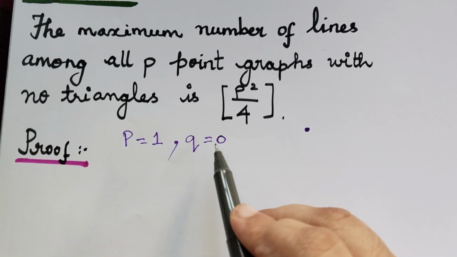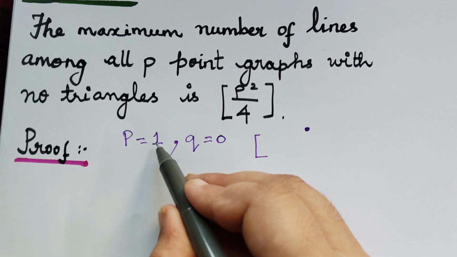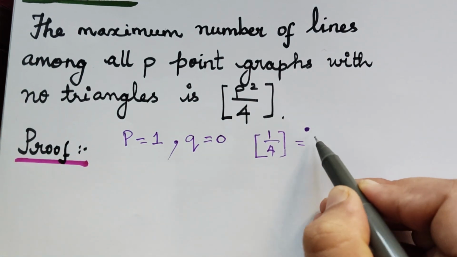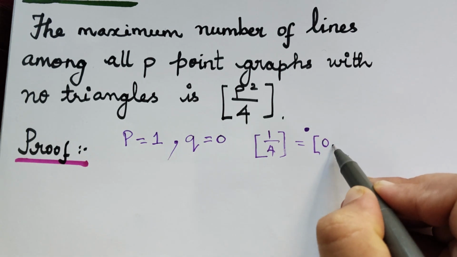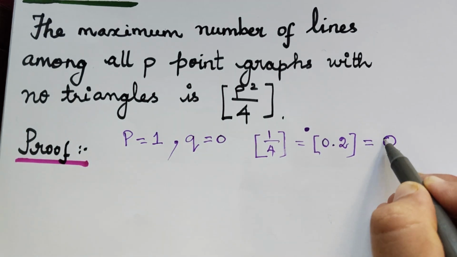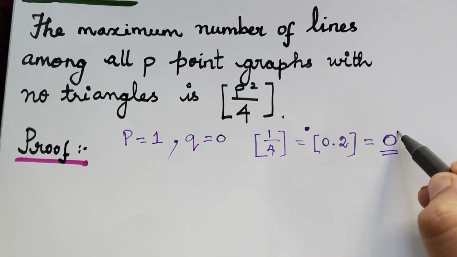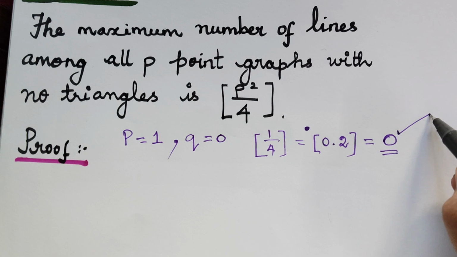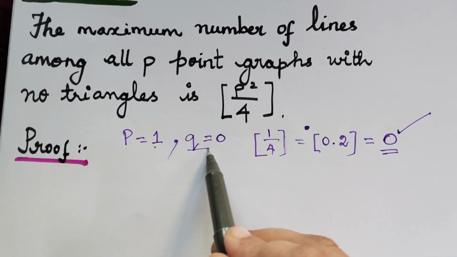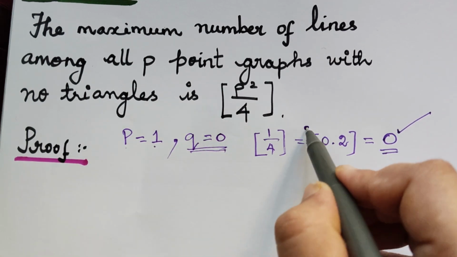Now, what is the integral part of this? We will take p square. P is 1, so 1 square is 1, divided by 4, which will be equal to 0.25. What is the integral part of this? This is equal to 0. Therefore, this is the value of q. That is, the maximum number of lines with p equal to 1 is q equal to 0, which we saw by taking an example of a graph.